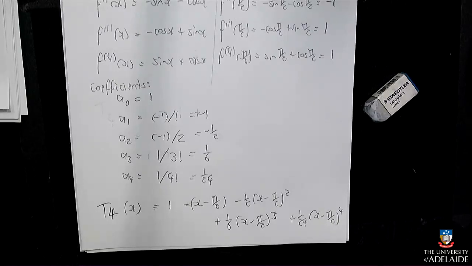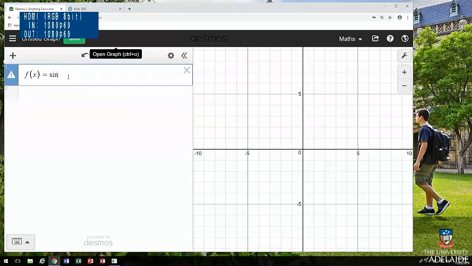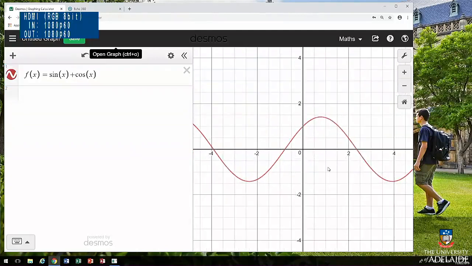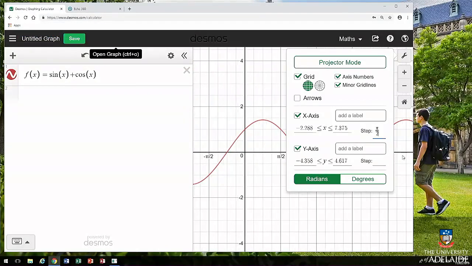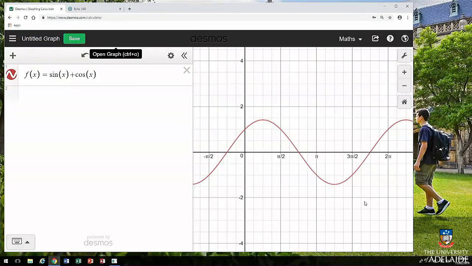So, look, let's see. I haven't prepared one earlier, so I'll have to do a new blank graph. Just let me mark my axes in terms of pi on 2.